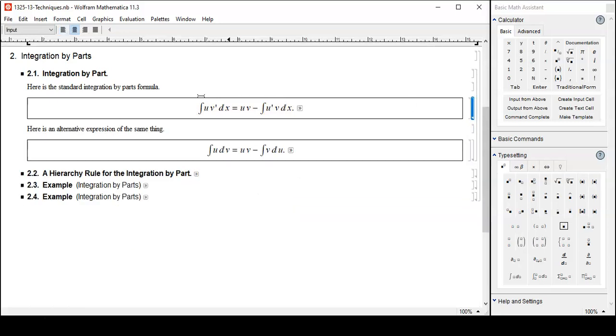Now some people put v prime dx together as dv and u prime dx together as du. If you prefer this way, that's fine. Either way, it works out.